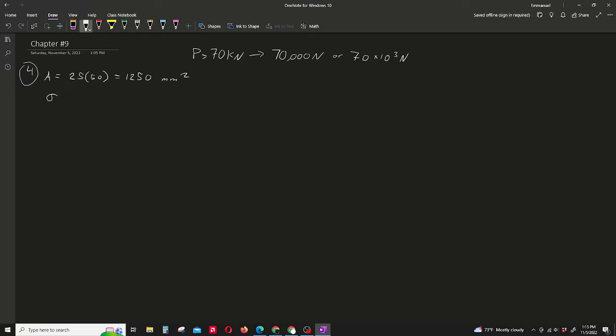So therefore the stress developed in this one is just going to be, and our equation is always going to be the same, P over A, load over area. So we got our 70 times 10 to the third divided by our 1250, and that's going to give us 56 megapascals. Remember to make sure you convert your units when you are doing these.